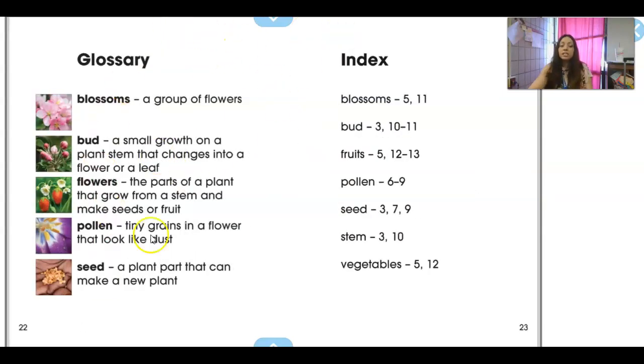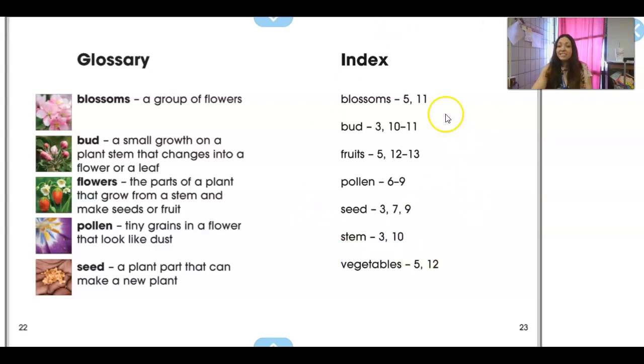And then here's our glossary. Remember, our glossary is one of those nonfiction text features. So if I come to the word blossoms and it's bolded like that and I don't know what it means, it'll tell me a group of flowers. And then bud is that small growth on a plant stem that changes into a flower. Flowers are the parts of the plant that grow from a stem and make seeds. Pollen are those tiny grains in the flower that look like dust. And a seed is a plant part that can make a new plant.